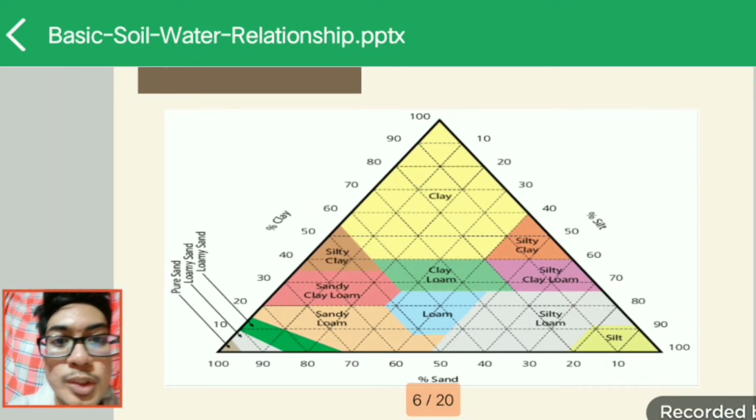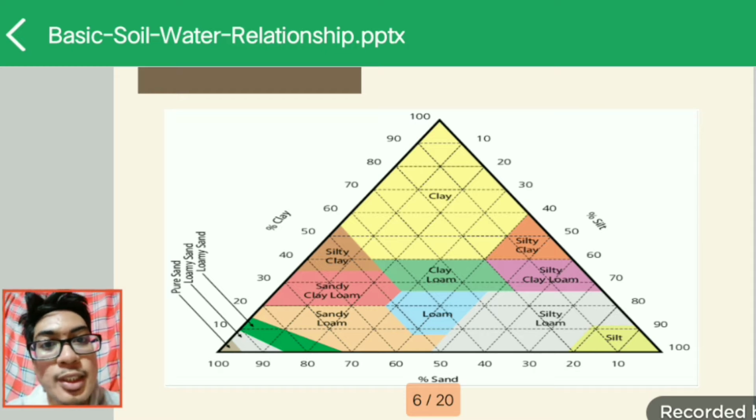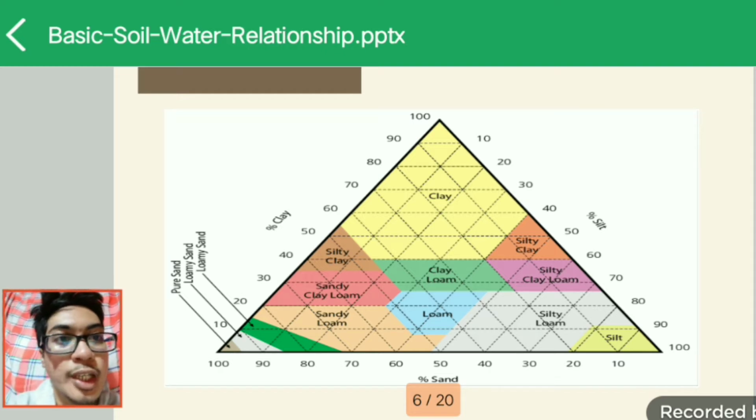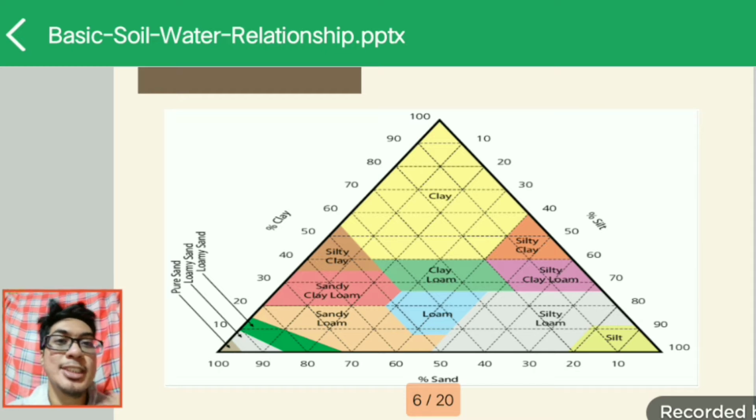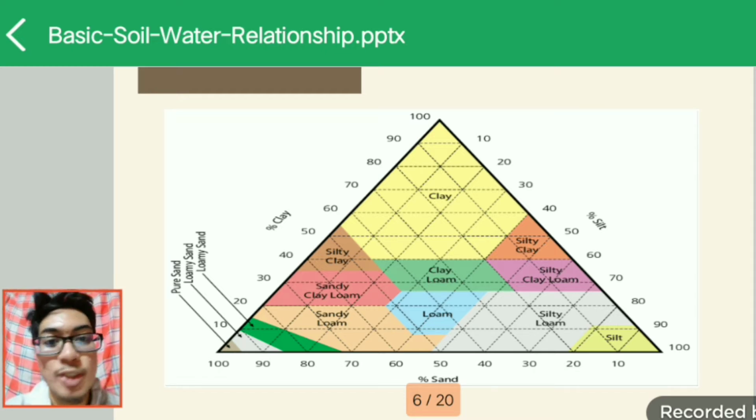So you just have to trace from the numbers on the left, right, or bottom. Trace them until you meet in the middle, and wherever you fall will give you the type of soil. So that particular example, 20% silt, 80% clay, and 20% sand, will give us the soil texture which is clay. This is how you identify the soil texture of a particular soil sample. Alright.